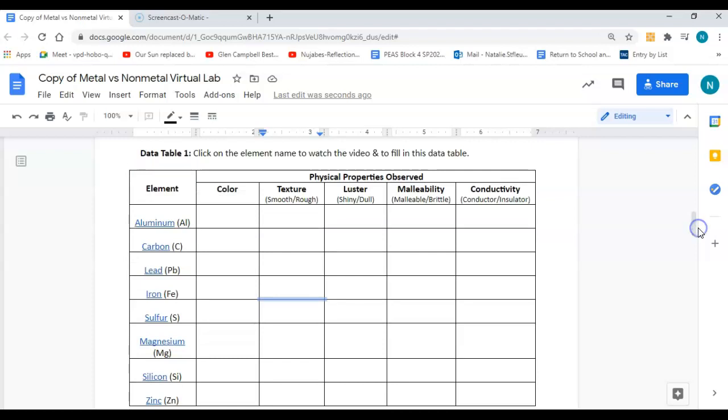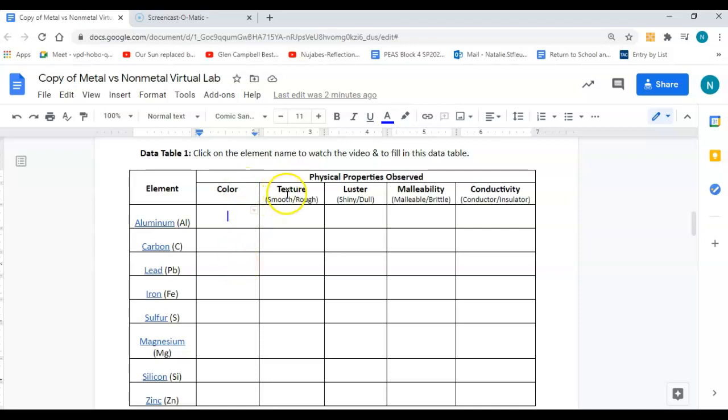Now we're moving on to collecting data. If you were in the lab and doing this in person, what you'll be given, firstly, are samples of aluminum, carbon, lead, iron, sulfur, magnesium, silicon, and zinc. You would test their physical properties by looking at them, their color, their texture, is it rough or smooth, their luster, so is it shiny or dull, and that's just by looking at it.